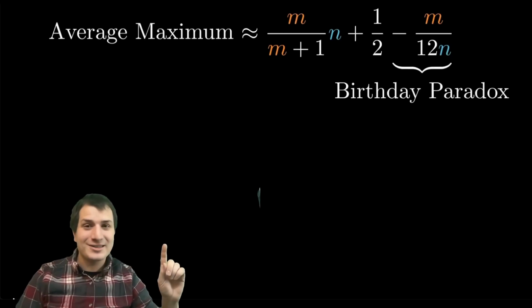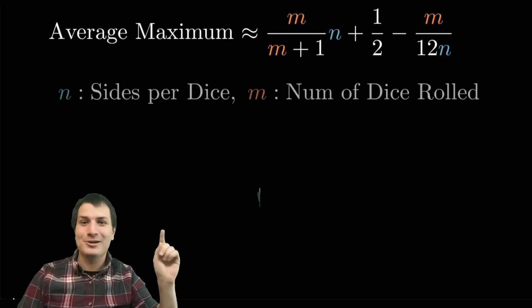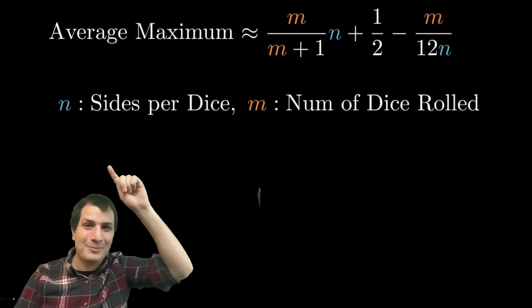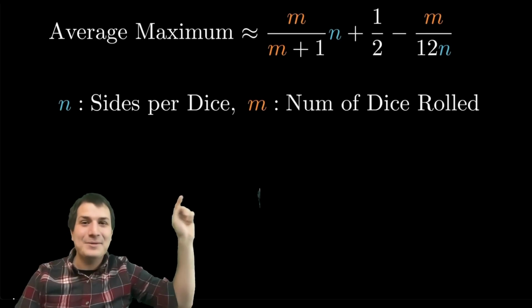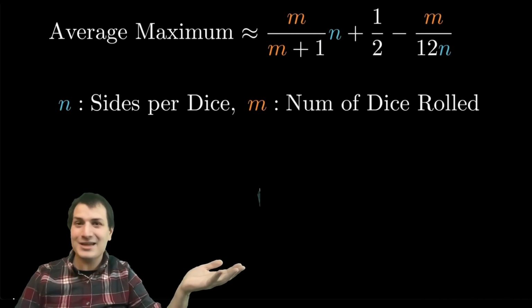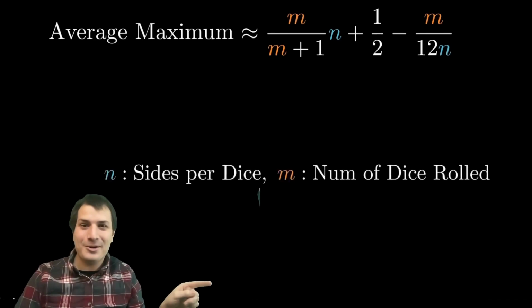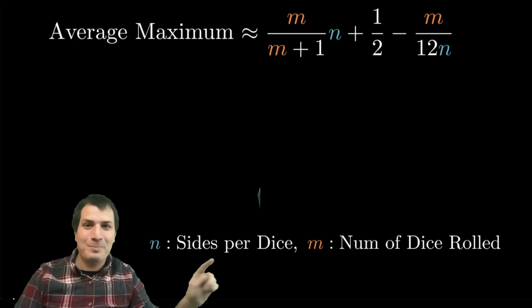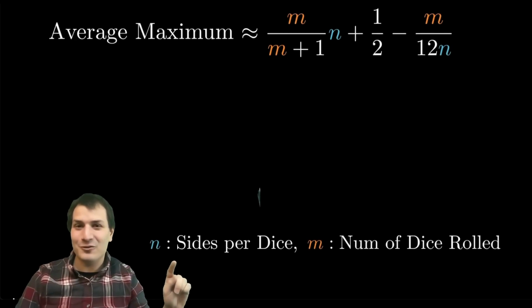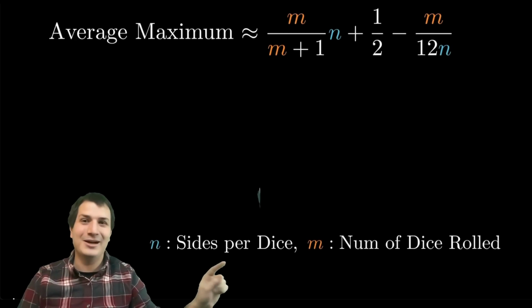All right, now one of the hardest things about this problem is not mixing up which one is n and which one is m. So n, remember, is the number of sides per dice. m is the number of dice we're rolling and then taking the maximum of. I'm color coding them in blue and orange. And I'm also going to keep down here a little bank of all the definitions that we need so we don't forget. If you ever get confused, pause the video and check it out.